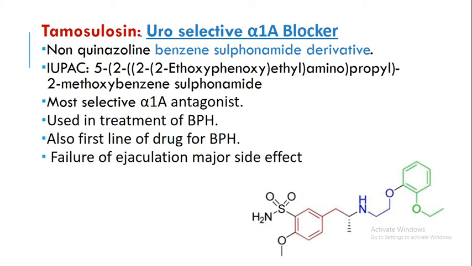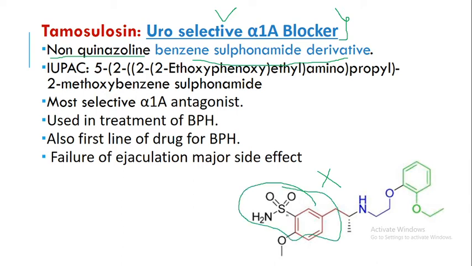Next is tamsulosin, which is called a uroselective alpha 1 blocker. You have to remember that the uroselective alpha 1A blocker is tamsulosin, which is a non-quinazoline derivative. The quinazoline ring is absent in tamsulosin. Instead of the quinazoline ring, it has a benzene sulfonamide derivative. This is the benzene ring and this is the sulfonamide derivative. It is more selective for alpha 1A antagonism, used in the treatment of BPH, and is also a first line agent for BPH. The major side effect is failure of ejaculation.